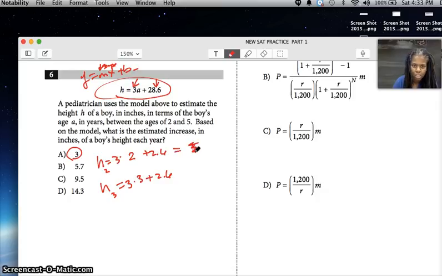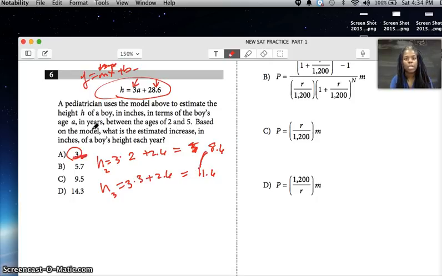Nope, just lied to you. Sorry. 6 plus 2.6 is going to give me 8.6. Here I'm going to get 9 plus 2.6, which is going to give me 11.6. It's clear that the jump from here to here in that 1 year was 3 inches. And so that's where the 3 comes from.